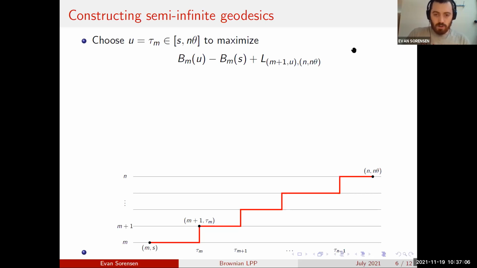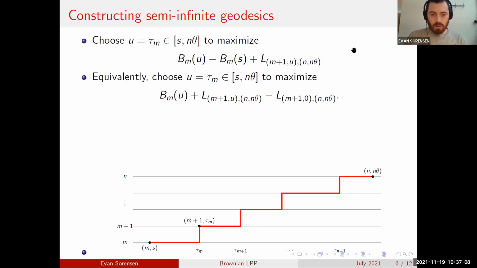Okay, so equivalently, we can maximize this other quantity. What I did here is I removed the B_m(s). That's just a constant in u. And I subtracted off L_{m+1}(0, n), and that's a constant in u as well. So it's the same function, except I removed some constants, so the maximizers are the same.